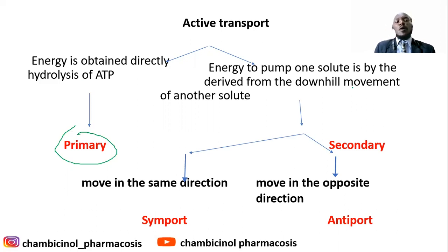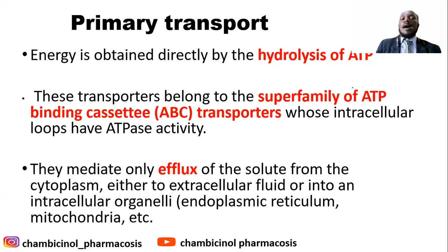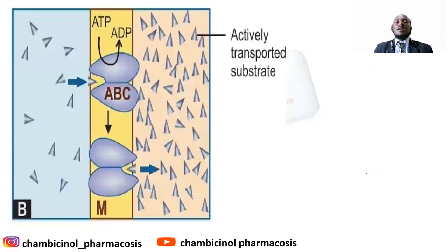If the carrier molecule is in the same direction as the drug, that is the symport, but if it is in the opposite direction, that is the antiport. So primary transport: the energy is obtained from the direct hydrolysis of ATP, and we say that it belongs to the family of ATP-binding transporters, and it is involved in the transportation of the drug with the utilization of ATP.